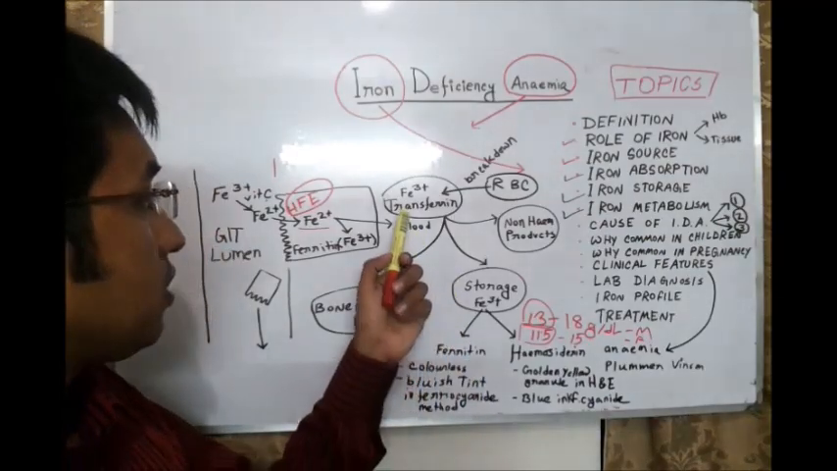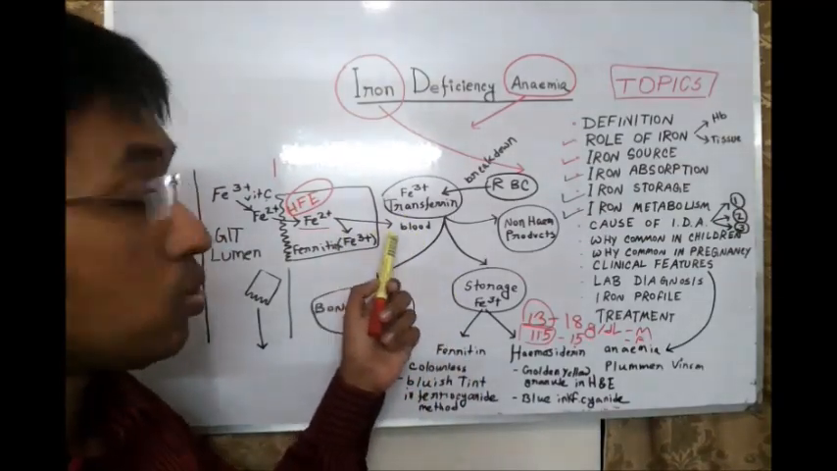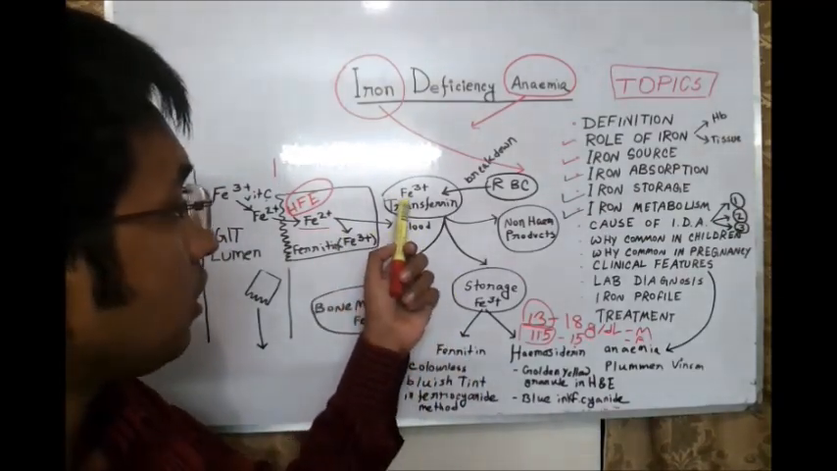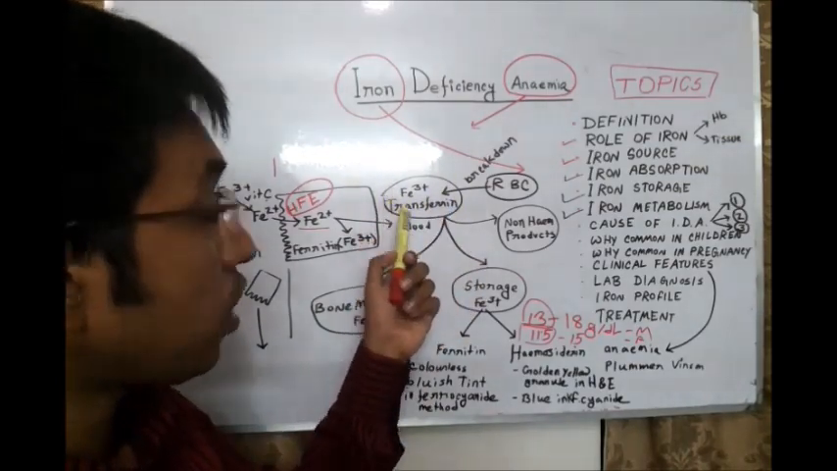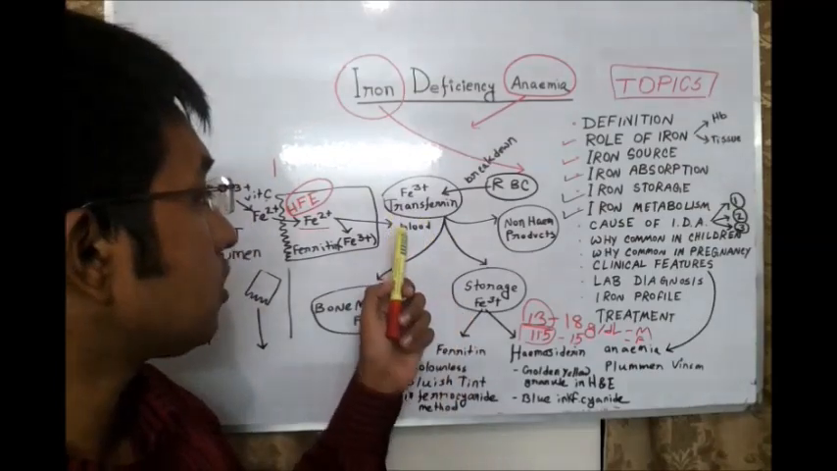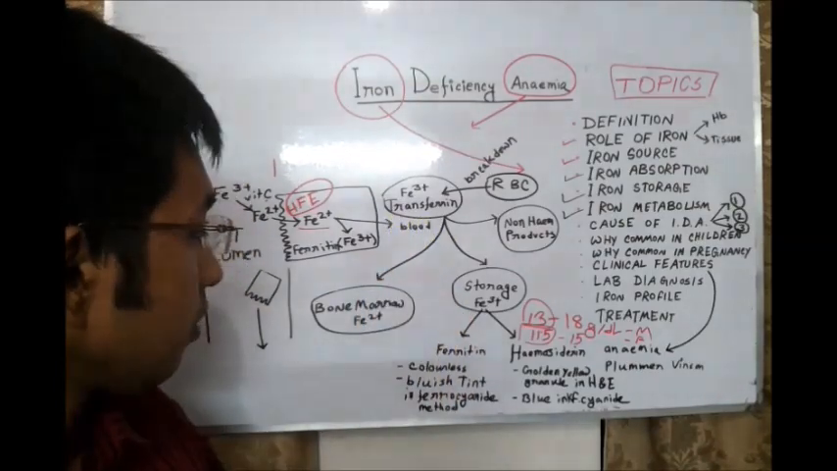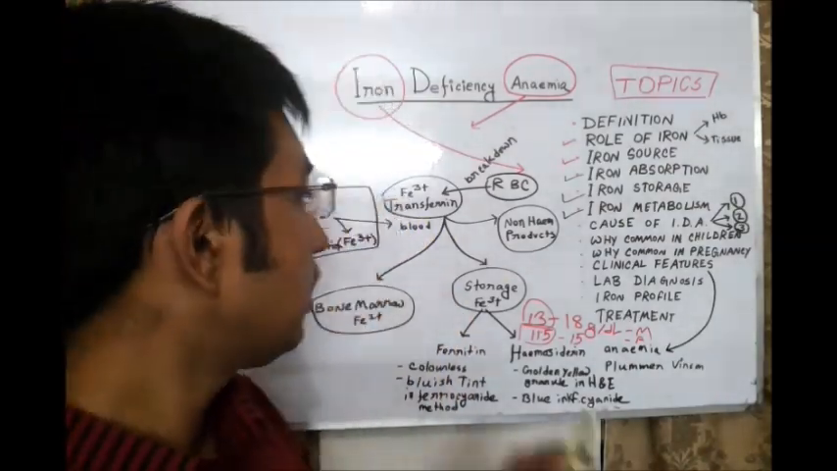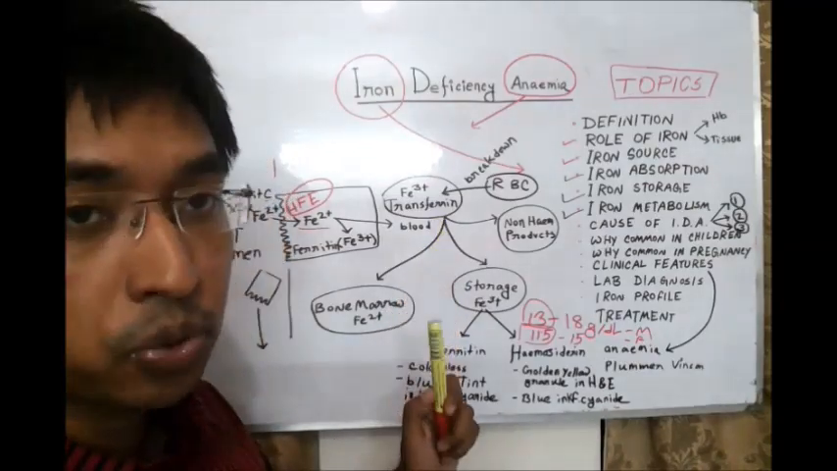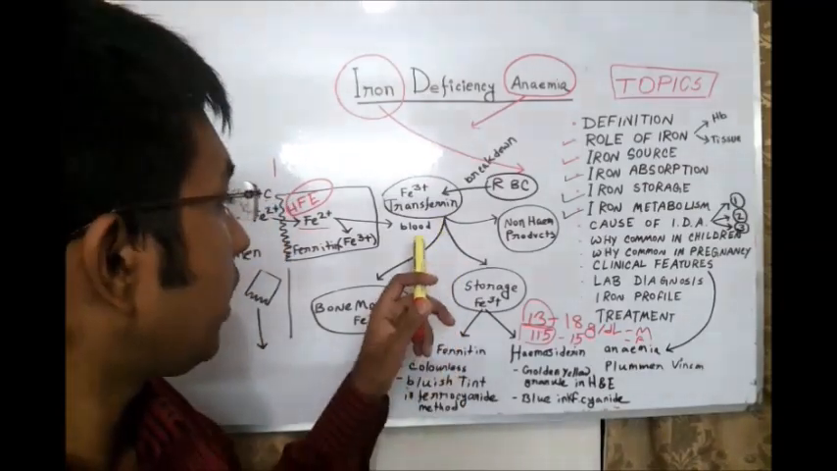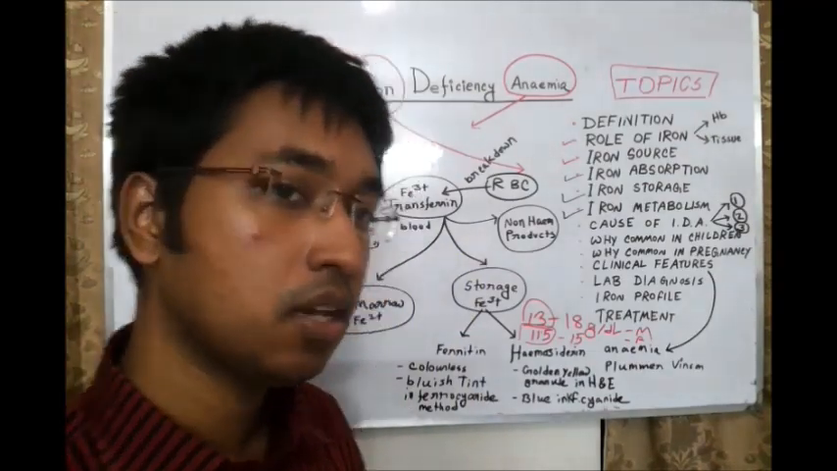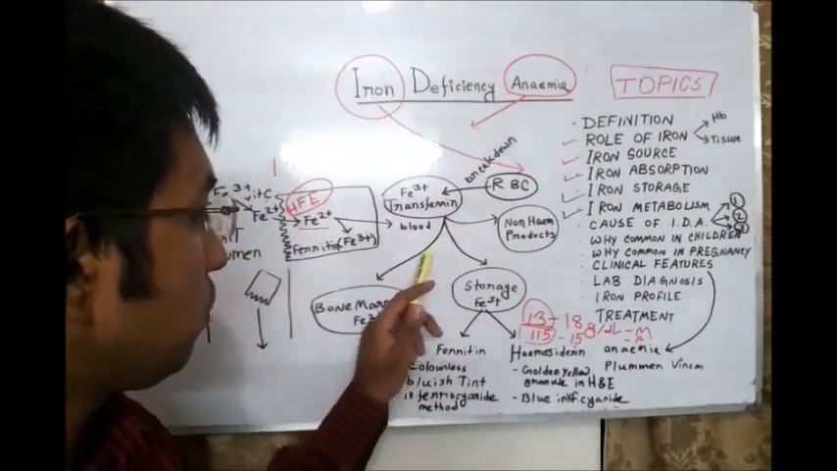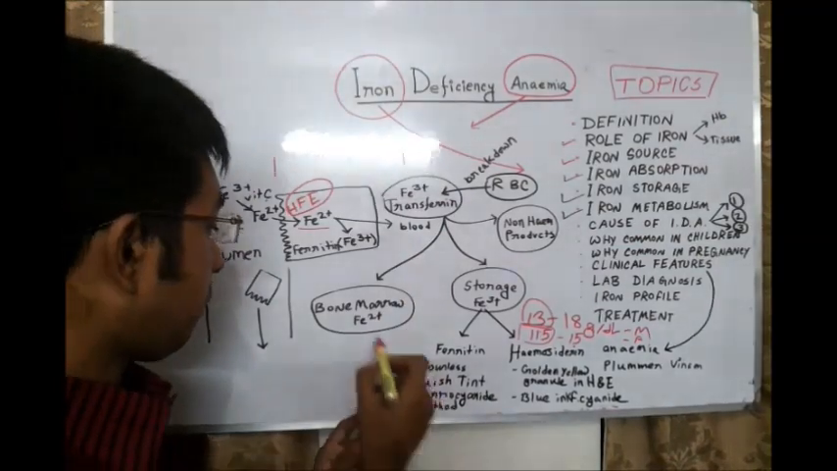Okay, so here you can see iron, once it goes in the blood, it's again converted to the ferric form, and now it's bound to a transport protein known as transferrin. Okay, now what will happen? Then this transport protein will transfer iron to different places. One of the places where iron will go is the bone marrow.